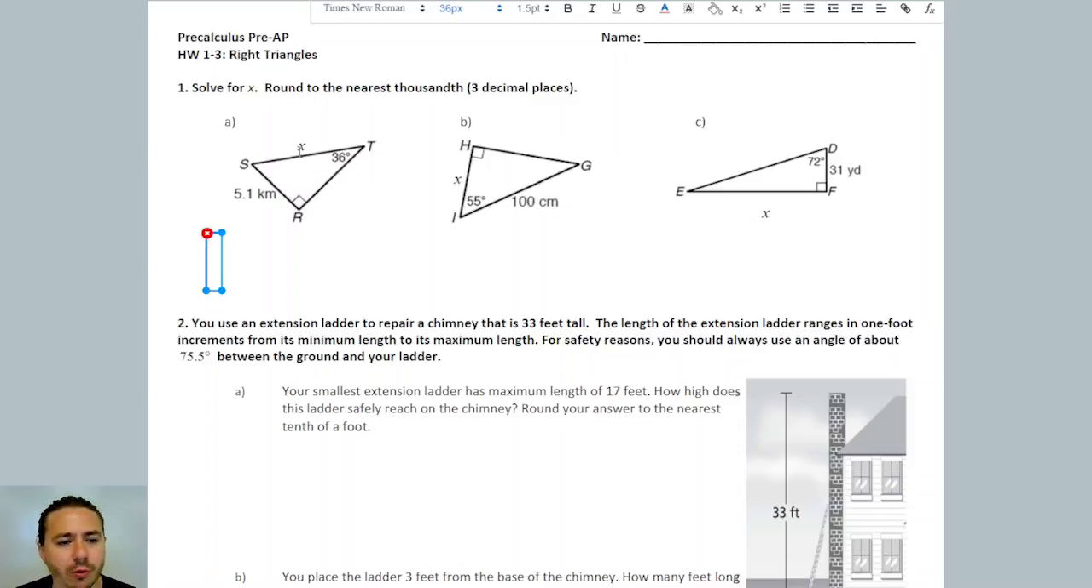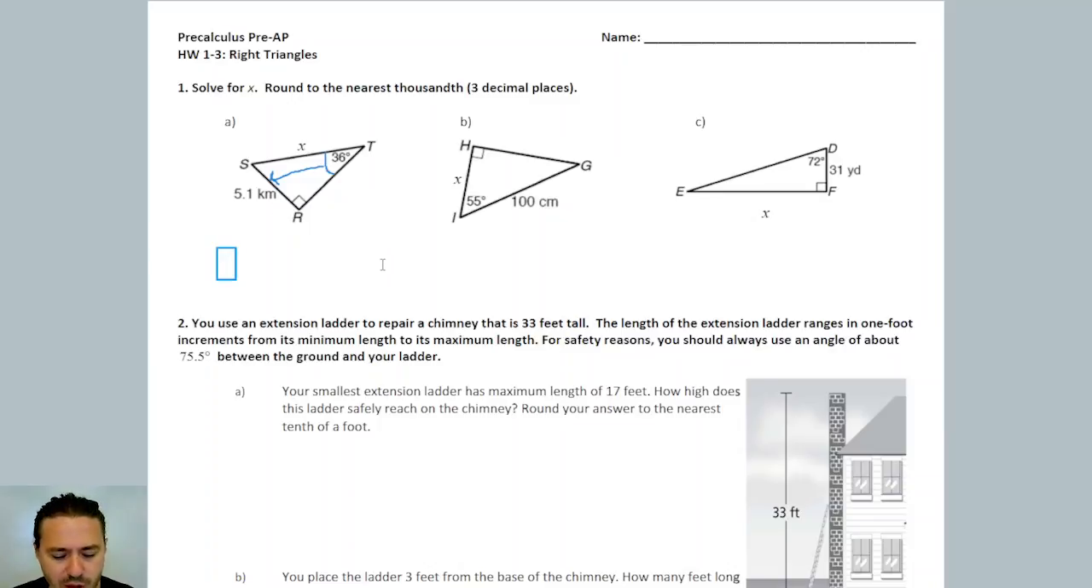We're looking for the angle in question here, so our reference angle is going to be right here. And if that's our reference angle, 5.1 will be our opposite side, and x is our hypotenuse. So the trig function that we want to use here that deals with opposite and hypotenuse is sine. So sine of 36 equals opposite over hypotenuse, so that'd be 5.1 over x, and so we need to solve for x.